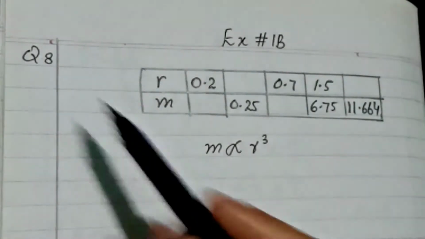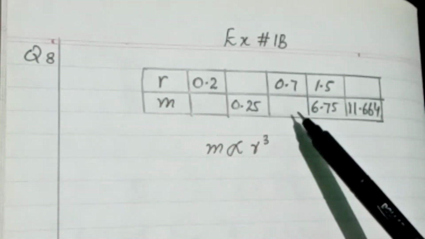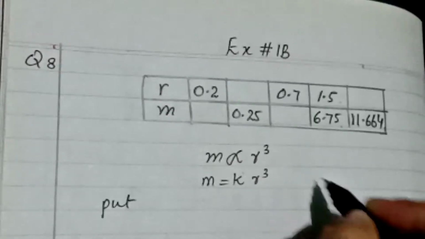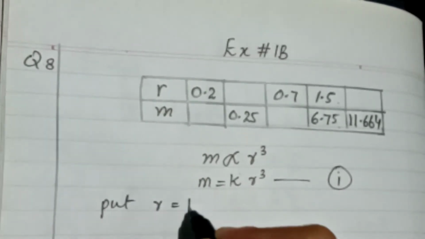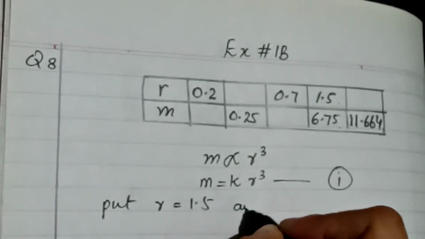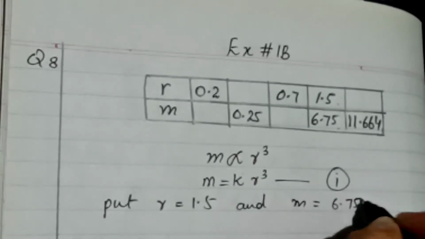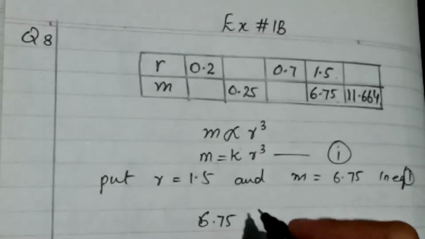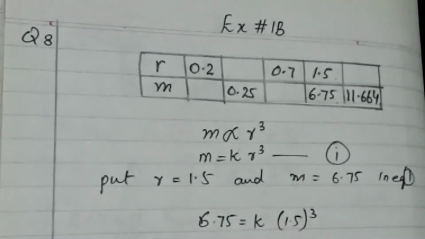In solution of question number 8 exercise 1b, first we have to copy the table. Then according to question, m is directly proportional to r cube. This is equation 1 here. So put r equals to 1.5 and m equals to 6.75 in equation 1. We get 6.75 equals to k and 1.5 cube.